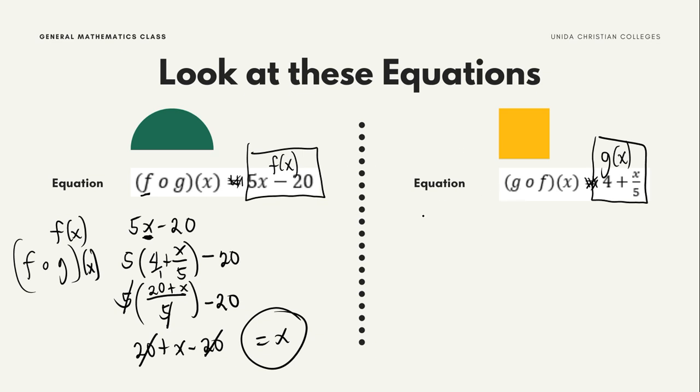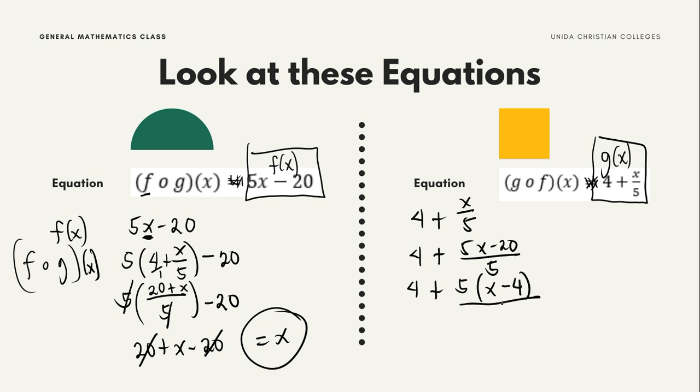Given natin for g, we have 4 plus x over 5. And then itong x na nakikita natin sa g, papalitan natin ng f. Kaya magiging 4 plus 5x minus 20 over 5. And then, numerator po natin, we have 5x minus 20 and that is factorable. Factor out po natin si 5. And then we have x minus 4 over 5.